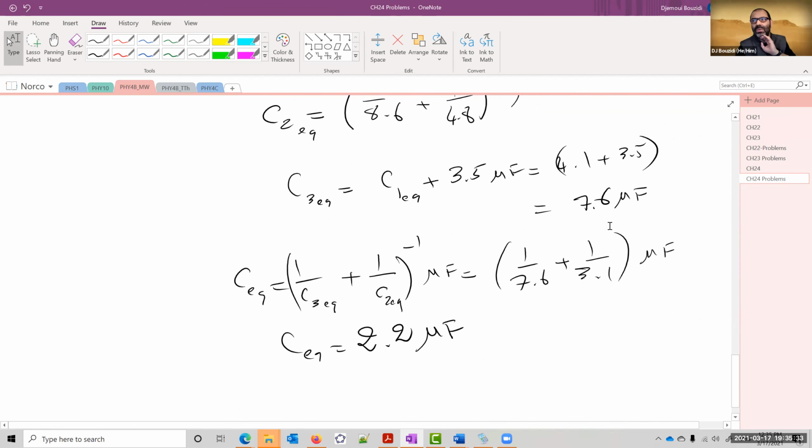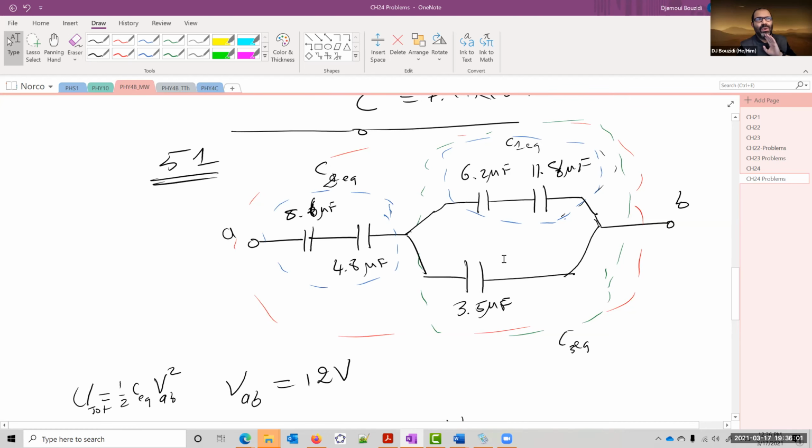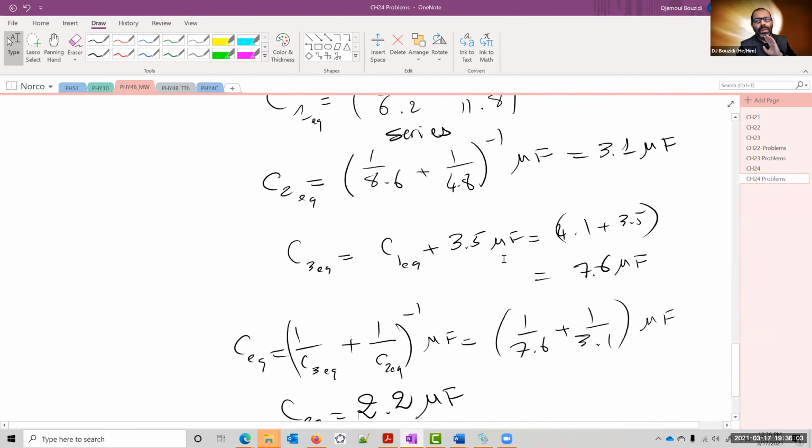So the fact that we found 2.2 microfarads, it looks like it's smaller than anything in the circuit, but that doesn't mean much. You might end up with a value that is more than 3.5 because again, the whole circuit is kind of all over the place, okay?